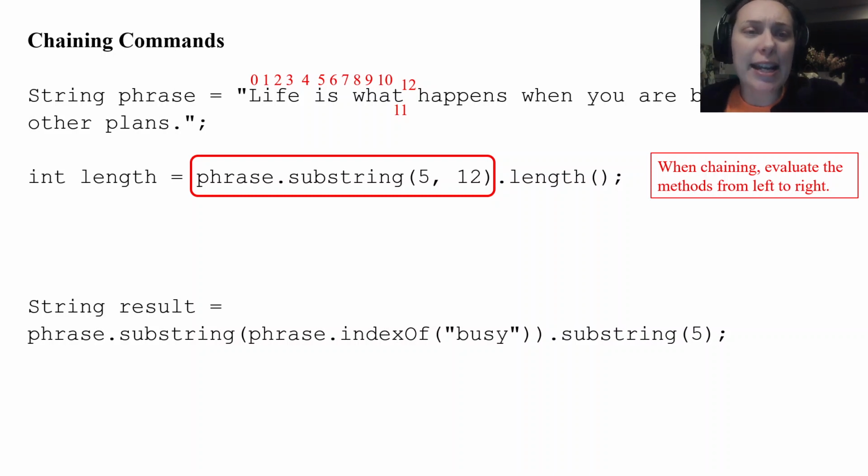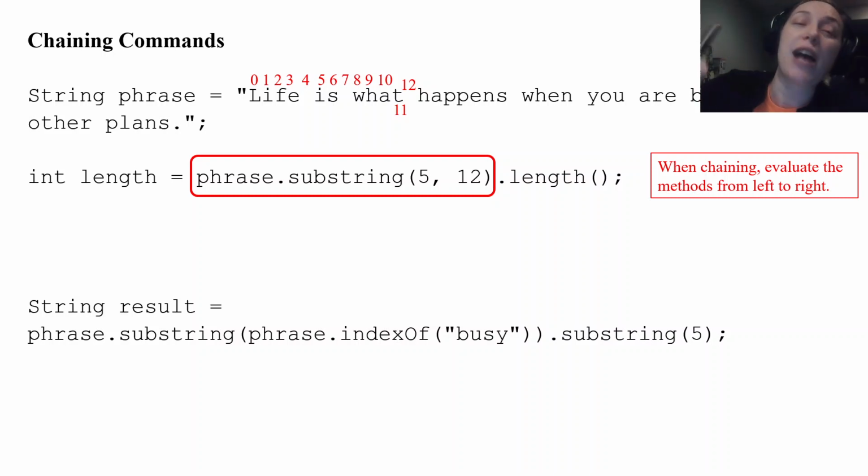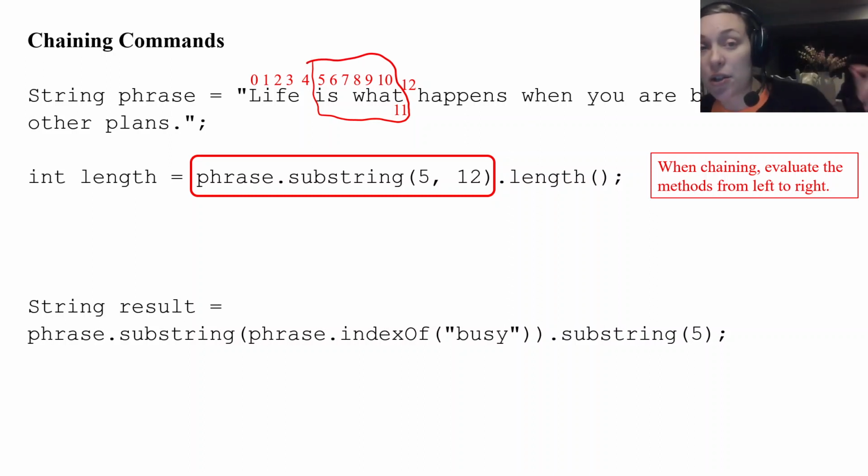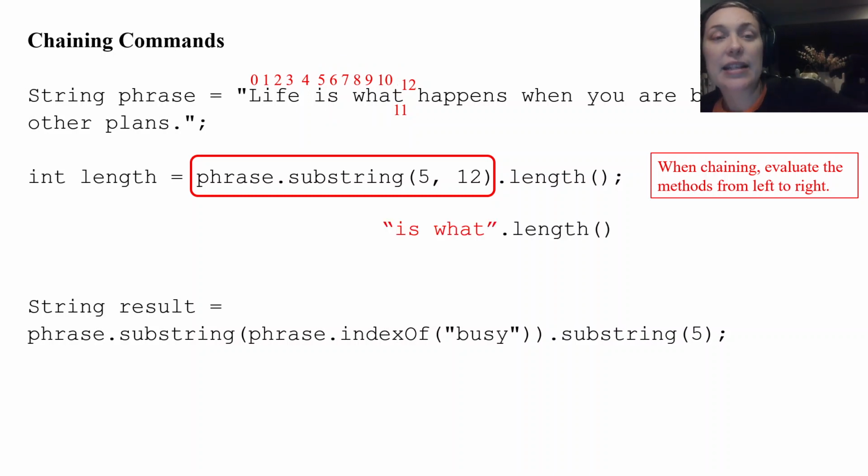So I went ahead and I indexed it on the slide there. It was a little hard to fit the numbers in, so that's why it's a little off kilter there, but I did my best. So when chaining, you want to evaluate methods from left to right. So substring(5, 12). 5 up to, but not including 12. 12 is that space right there. So 12 does not get included. 5 to 11. Okay, that phrase is "what". Okay, so in quotes, is what.